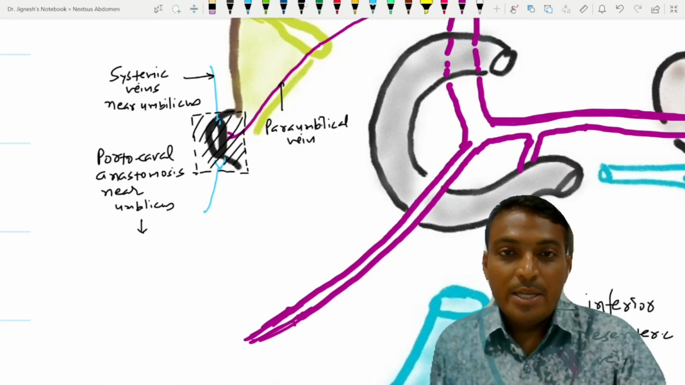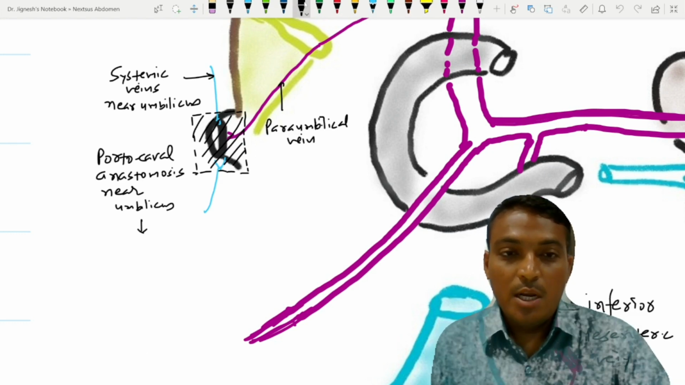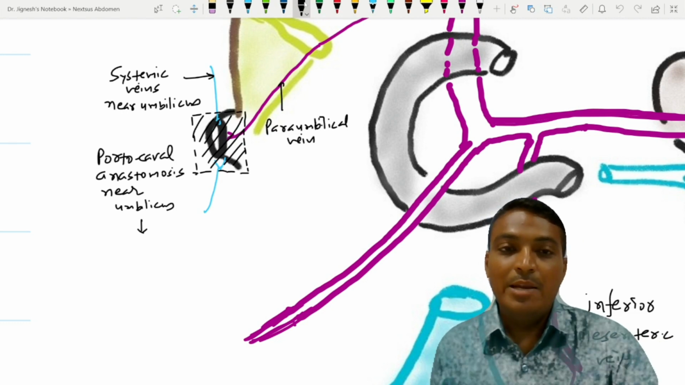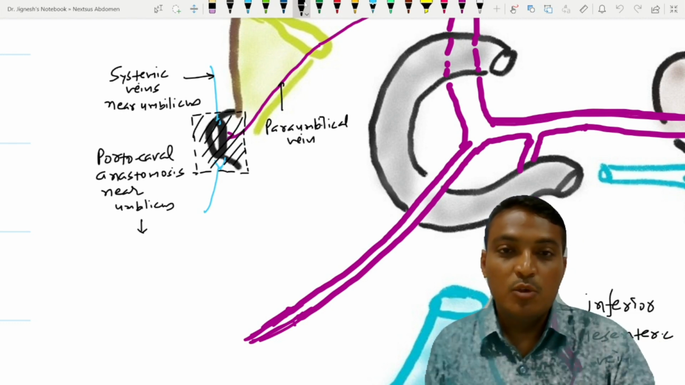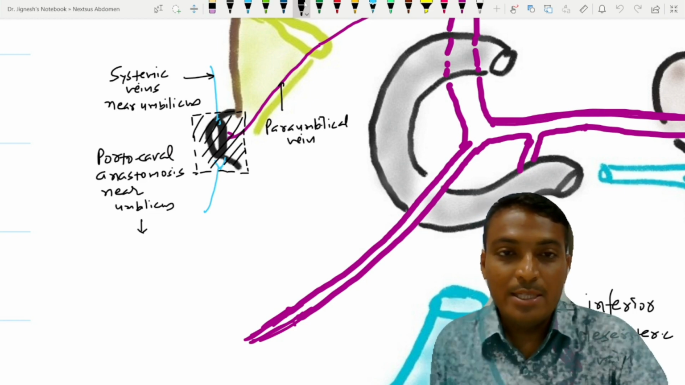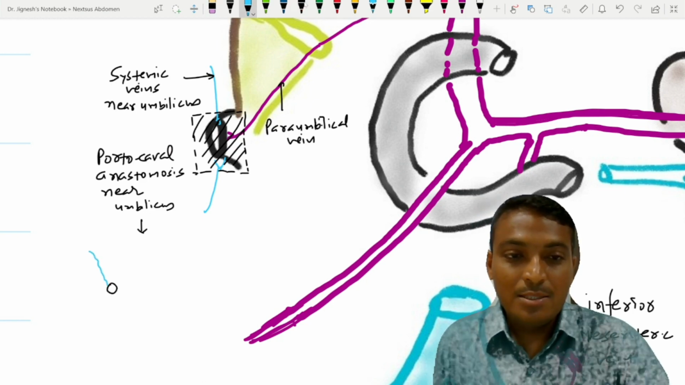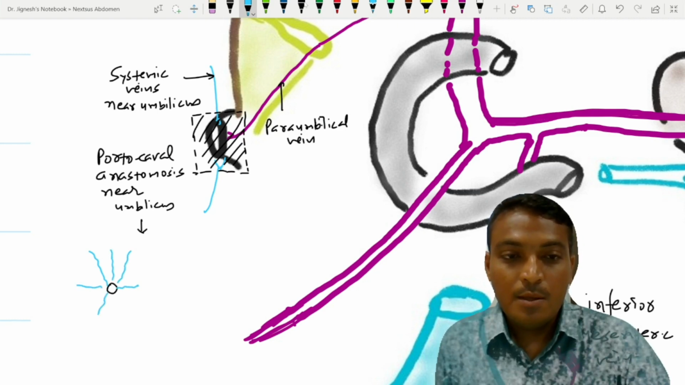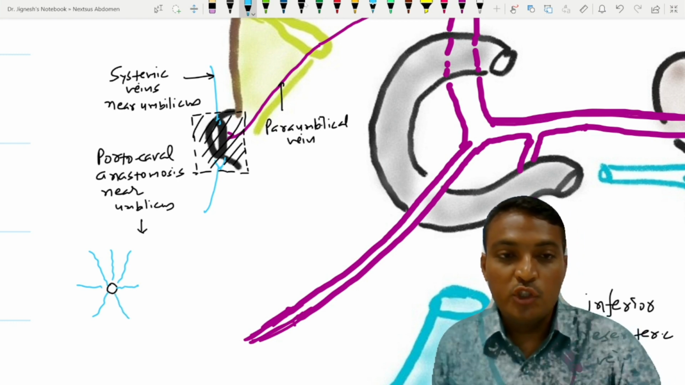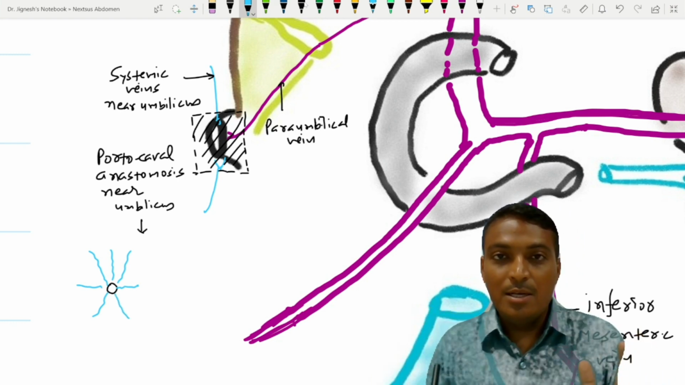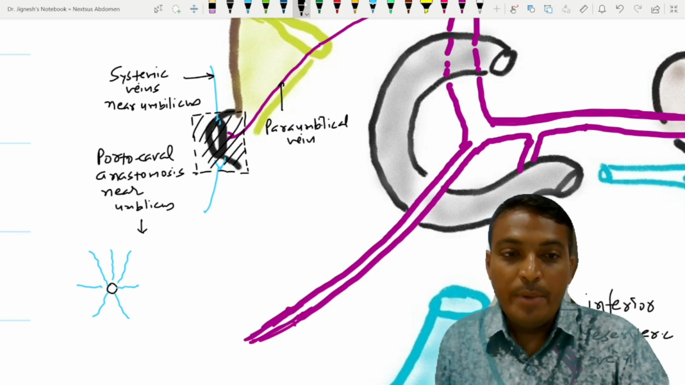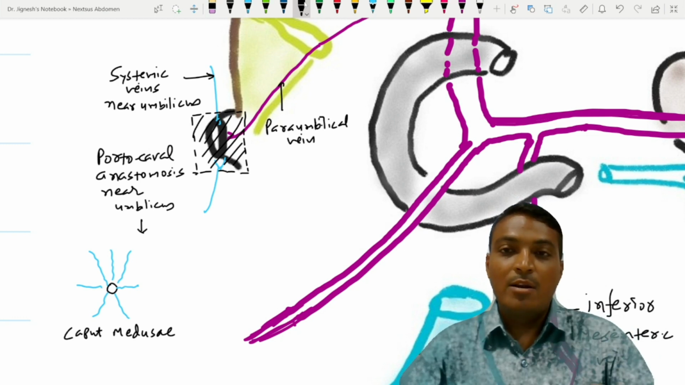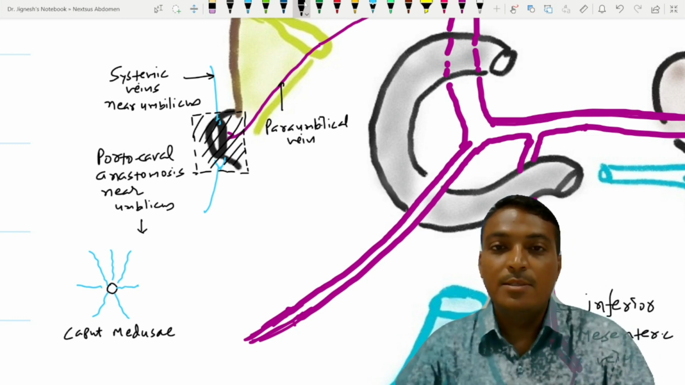In case of portal hypertension, this portocaval anastomosis around the umbilicus gets engorged and affected. And because of the involvement of this portocaval anastomosis near the umbilicus in portal hypertension, we can see that the veins around the umbilicus become dilated and engorged. And this dilated and engorged vein around the umbilicus is called the caput medusae. So this is the sign of liver cirrhosis, or of portal hypertension.